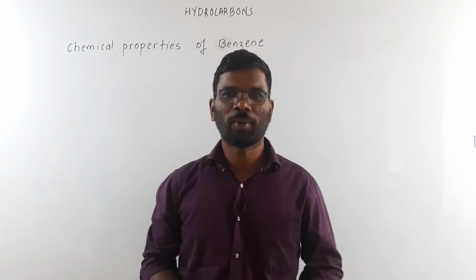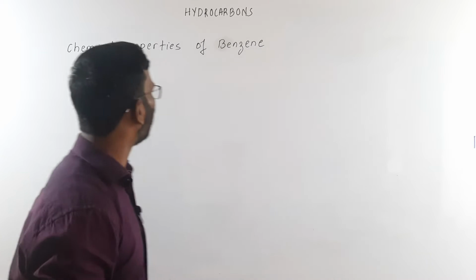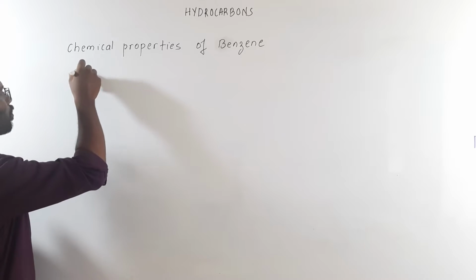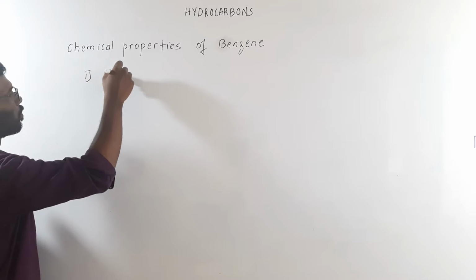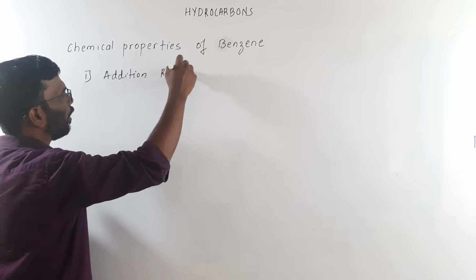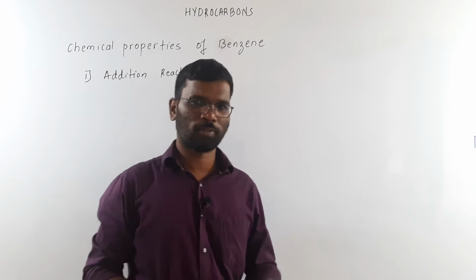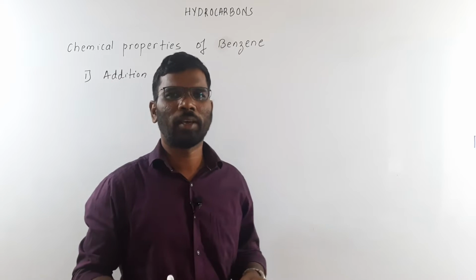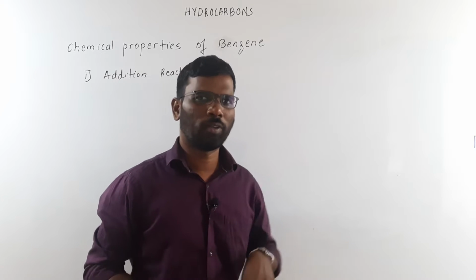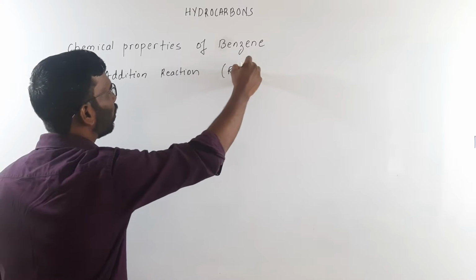Here we are going to learn about the chemical properties of benzene. So first is addition reaction. If we add hydrogen in the presence of platinum, palladium or nickel, what do we call that? We call that also a reduction. We will also call that a reduction of the benzene.